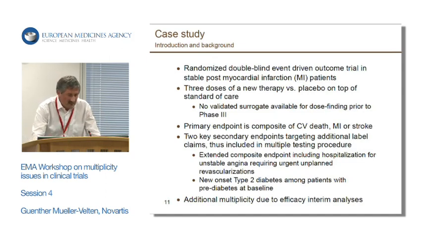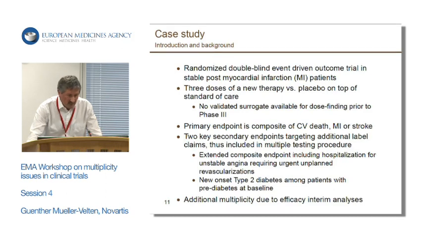The primary endpoint is a standard endpoint in this area, a composite of CV death, MI, or stroke, analyzed with time to first event methodology. And we have 2 key secondary endpoints targeting additional label claims, and that is also based on a request by FDA. So we had to include them in the multiple testing procedure.